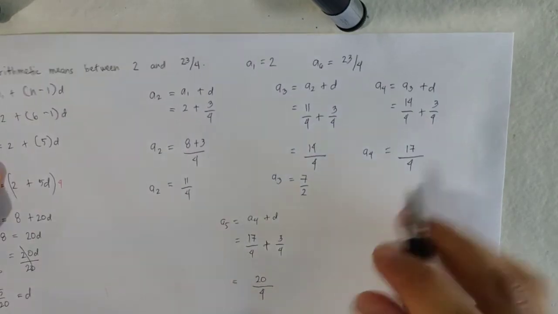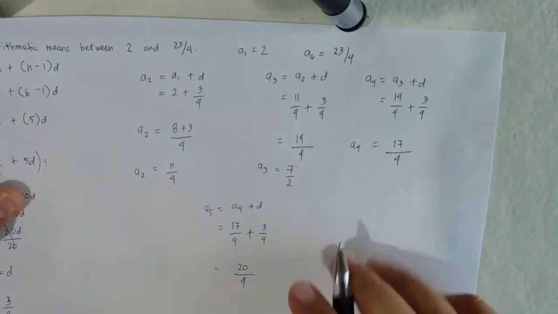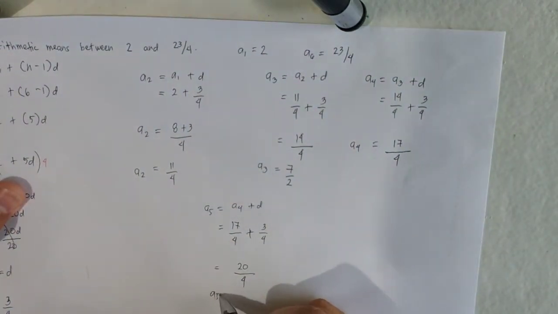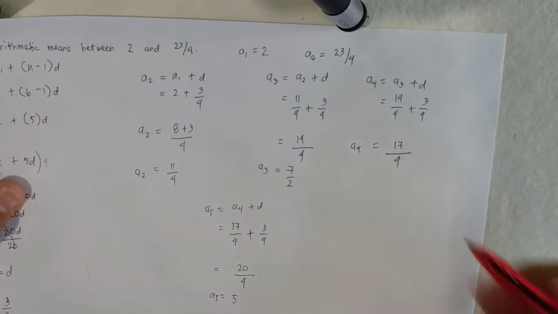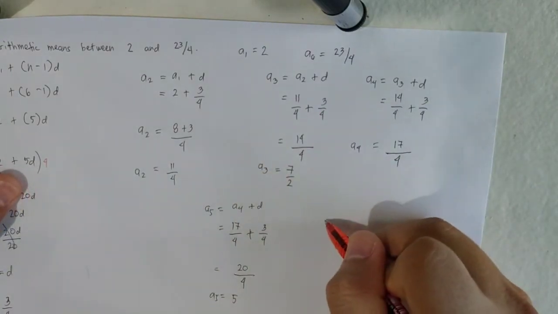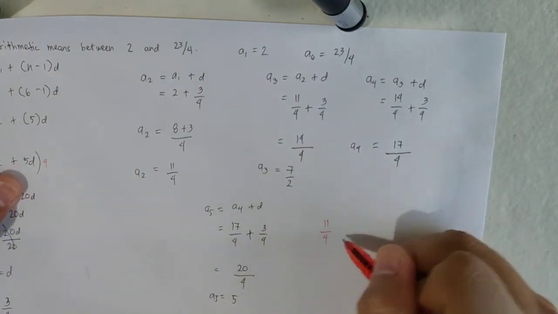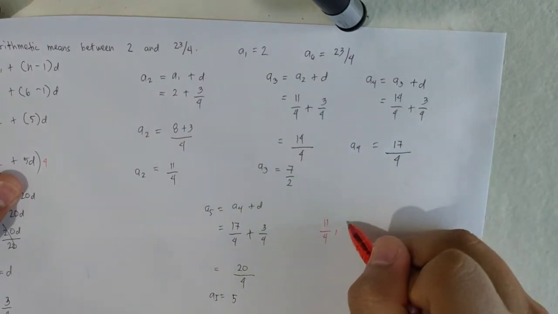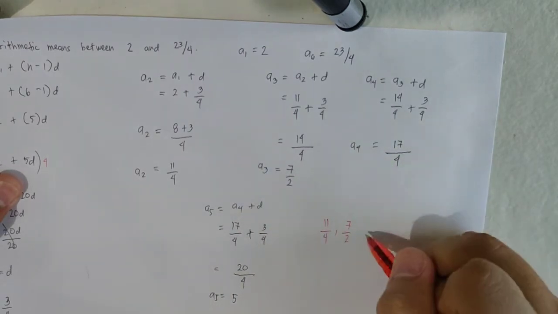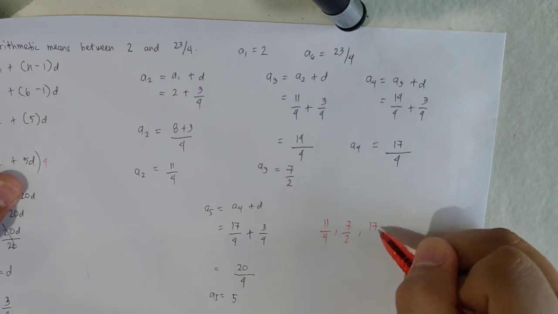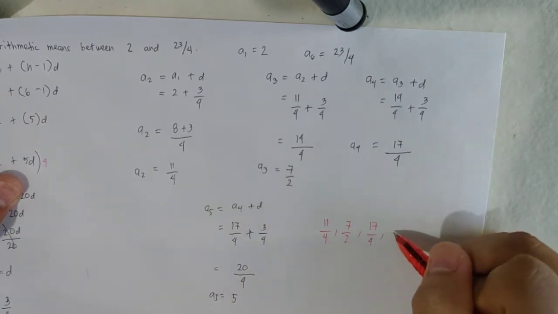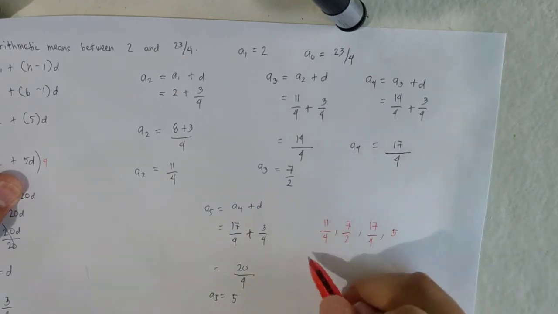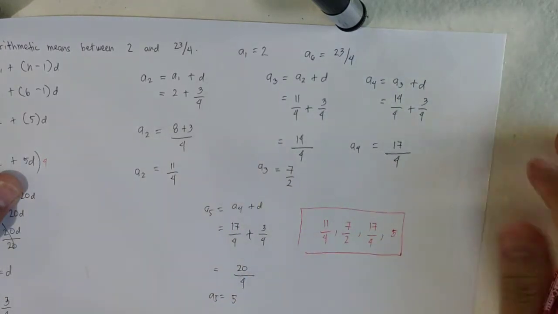Since pwede i-divide to, ang a sub 5 natin ay magiging 20 divided by 4 is 5. So, we have a sub 2, 11 over 4. A sub 3, 7 over 2. A sub 4, 17 over 4. And lastly, a sub 5 is equal to 5. So, ito yung final answer natin.